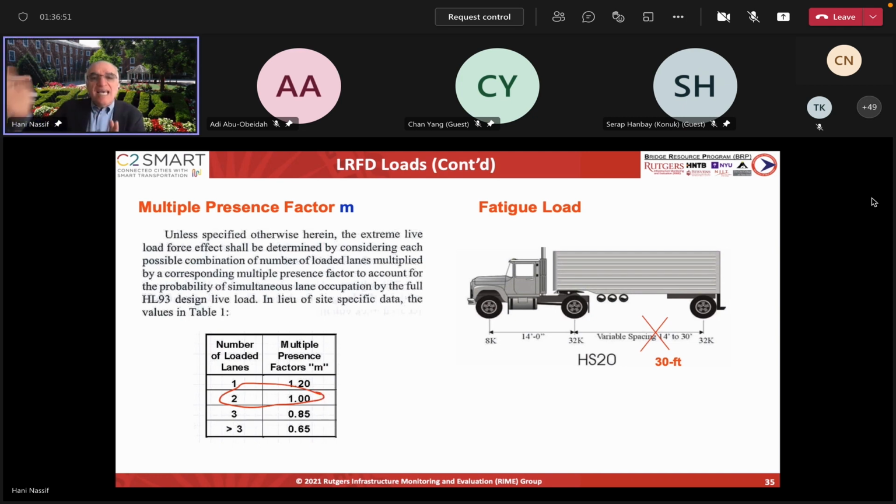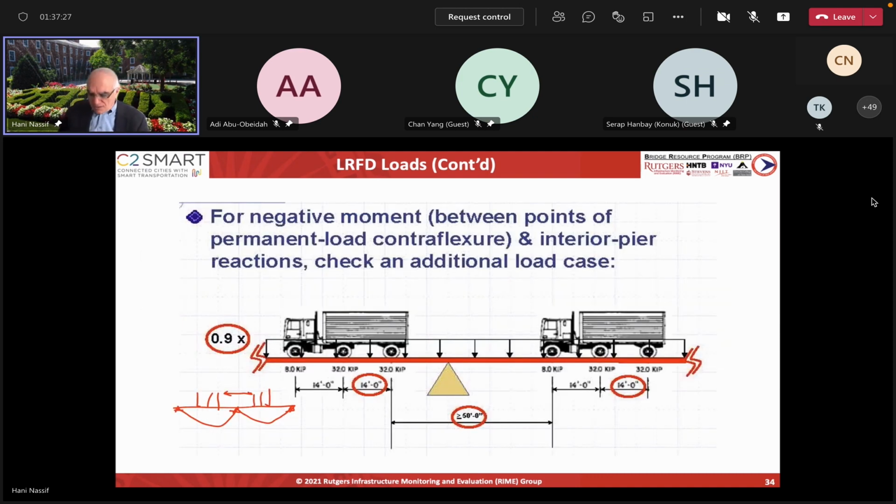And then if you go to 3 lanes, the probability of having 3 trucks in 3 lanes simultaneously with the same weight is very, very low. So since that's the case, we reduced it to 0.8. And the same thing, if you have more than 3 lanes loaded, which is a very, very low probability, even in traffic jams, you will never see 4 trucks or 5 trucks if you have 5 lanes, all stacked at the same point of maximum moment with the same truck. So that is where this 0.65 is coming from.